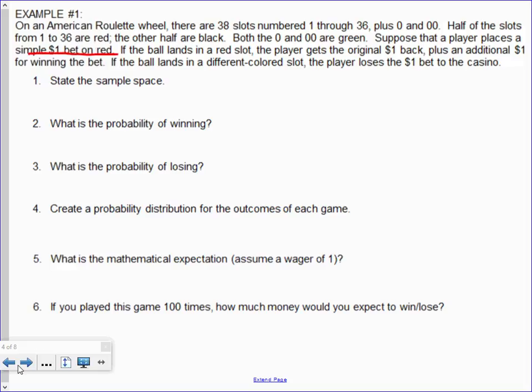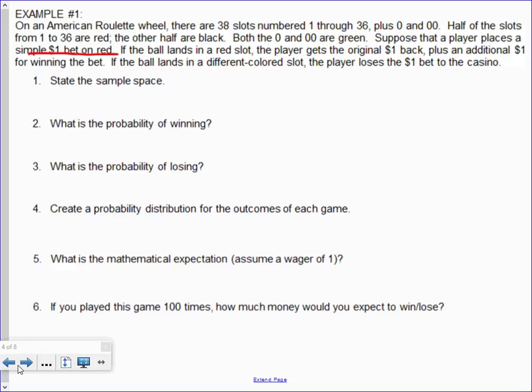If the ball lands in the red slot, any of the red slots, the player gets back the original $1 bill plus an additional $1 for winning the bet. If the ball lands in a different colored slot, the player loses the $1 bet to the casino.